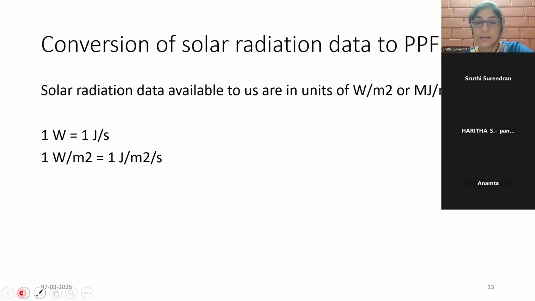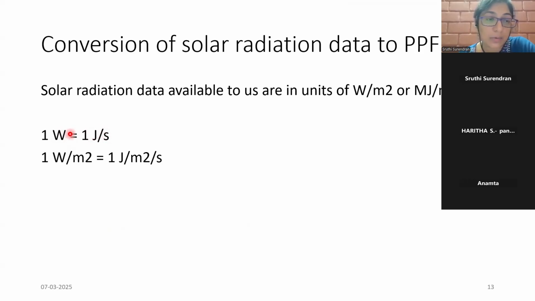So like I said, how do we convert this to PPFD? How do we convert the usually available solar radiation data to PPFD is what we look into right now. So solar energy or solar radiation data is generally available in units of watt per meter square or megajoules per meter square per day. And we know the relation between watt and joules. 1 watt is equal to 1 joule per second.